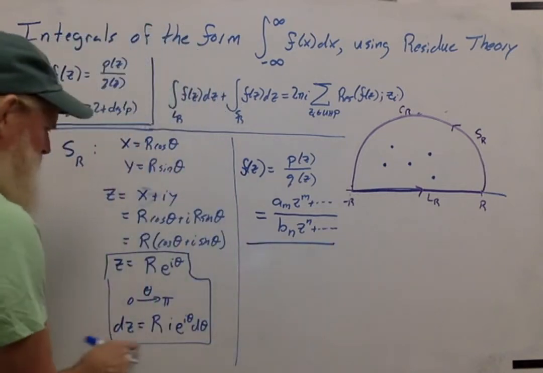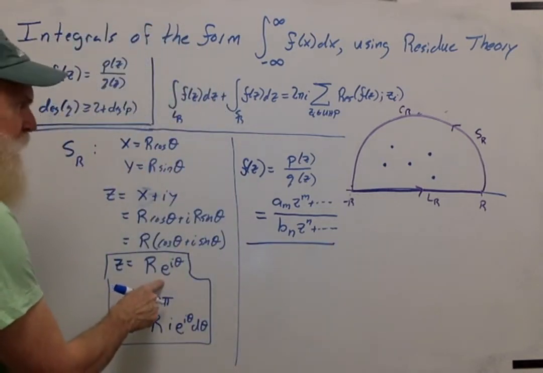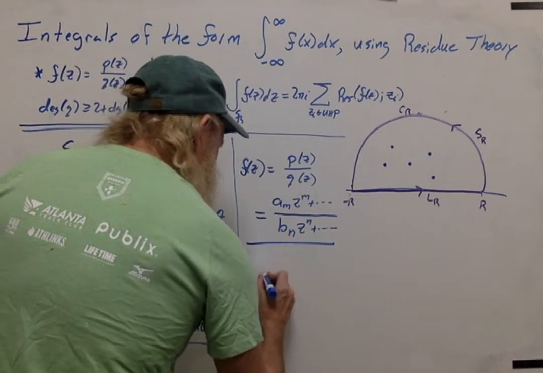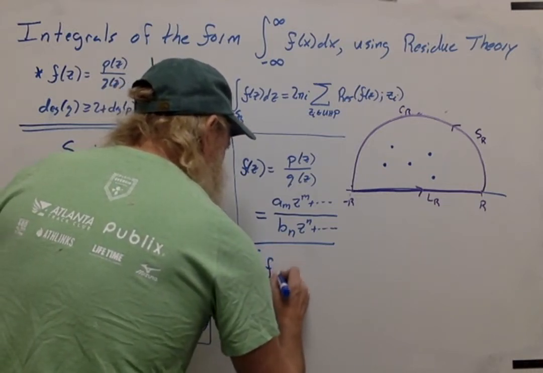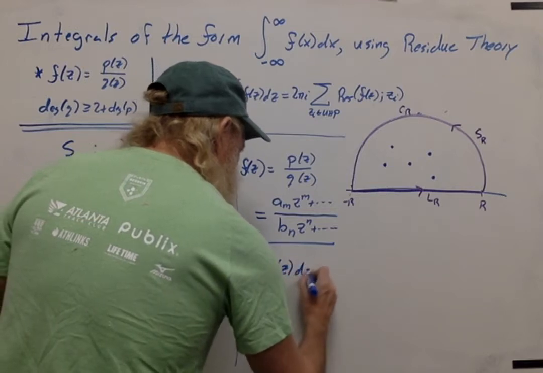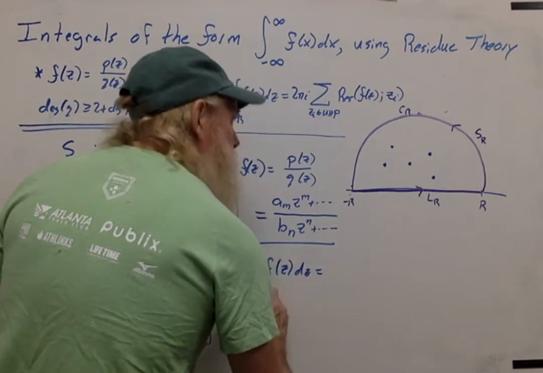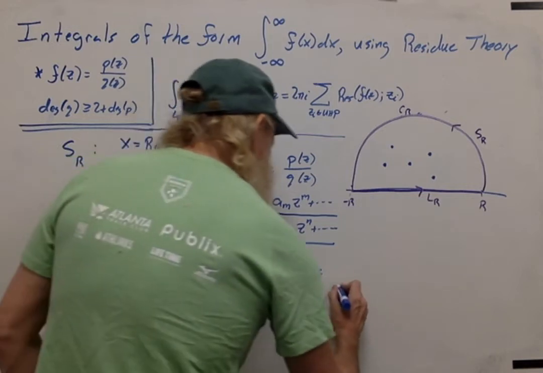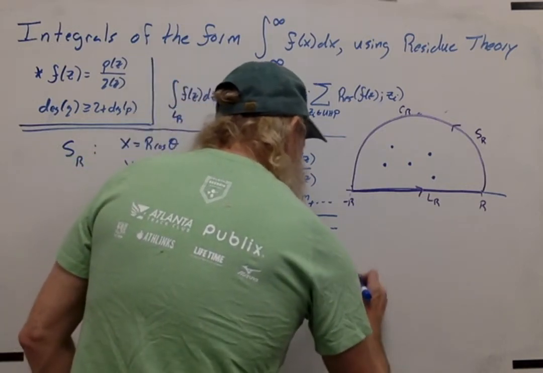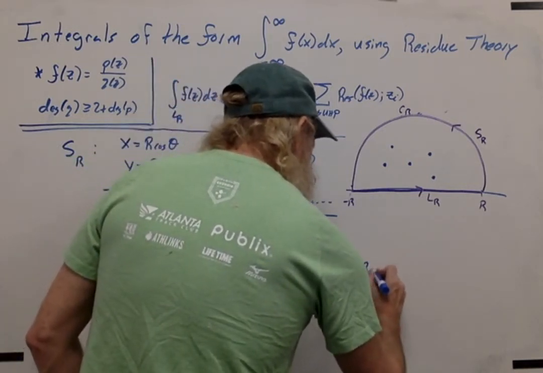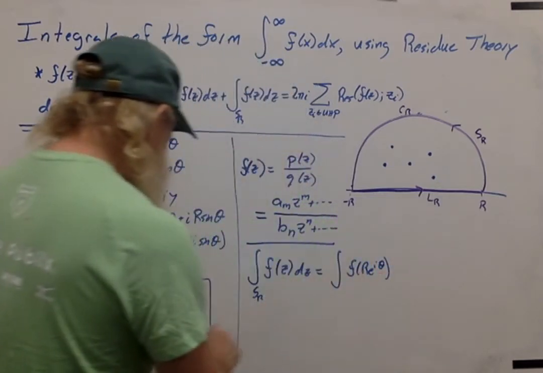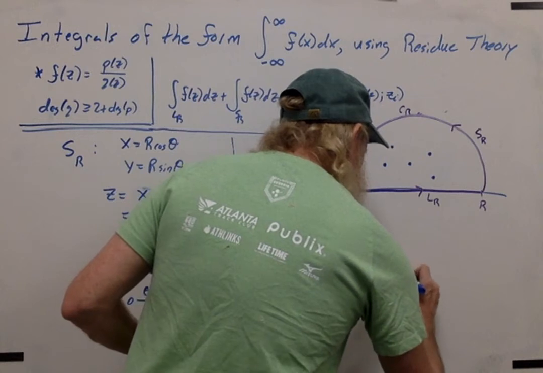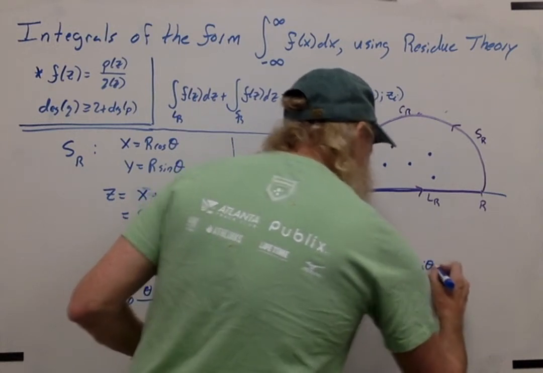So if I substitute in r e to the i theta for z, and then multiply by dz, which is r i e to the i theta d theta.